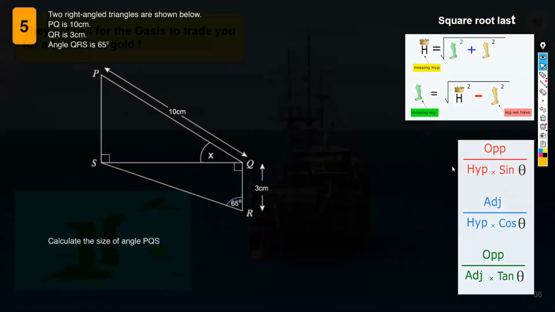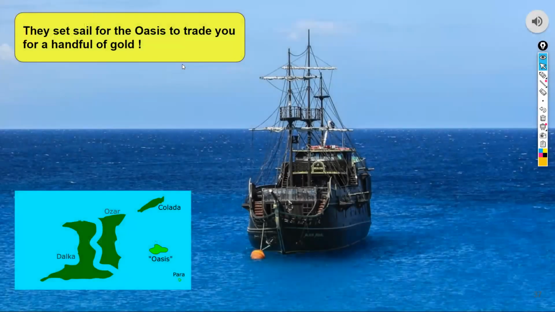So we have a little cutscene here. Right, so you all set sail to go to the oasis. Captain pirate music there.